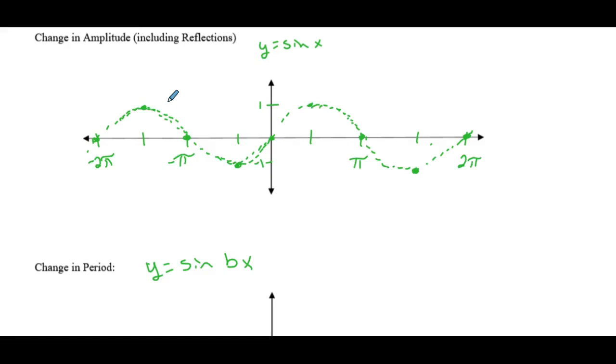Okay, so when we're looking at the change in amplitude to a graph, we're going to first look at how that affects the sine graph. It pretty much affects the amplitude of a cosine in much the same way. So we're going to look here at y equals a sine of x, where a stands for the amplitude.